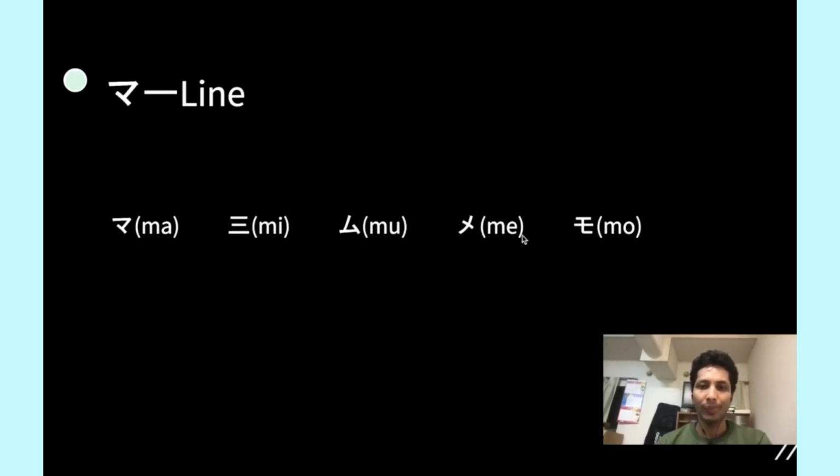Now think back and tell me what is the similar character to me in katakana. Think. I will give you 10 seconds. 1, 2, 3, 4, 5, 6, 7, 8, 9. Time up. Yes, you are right.